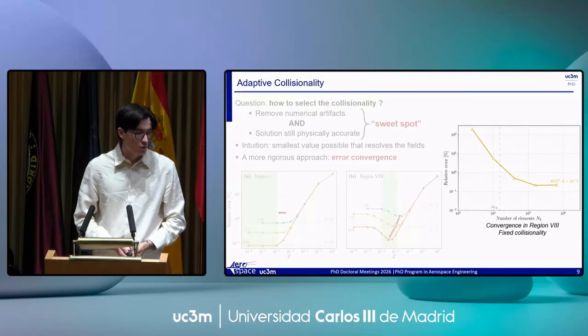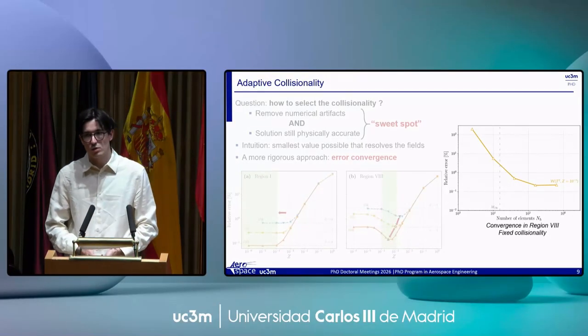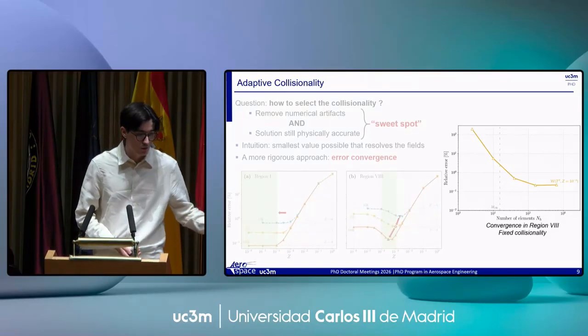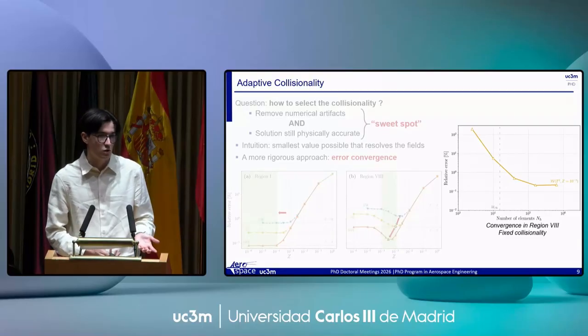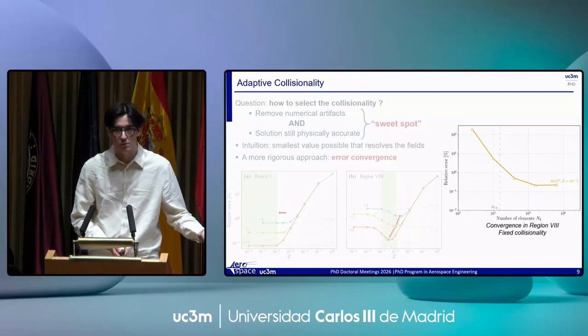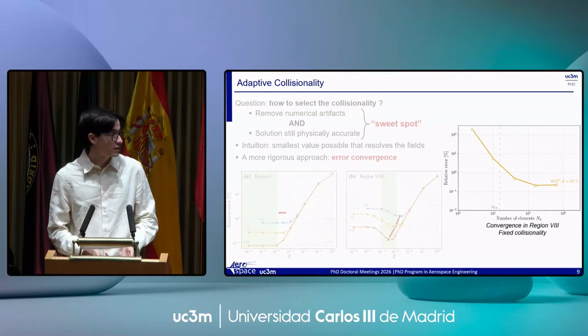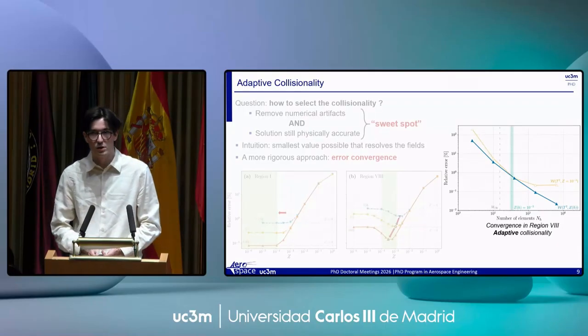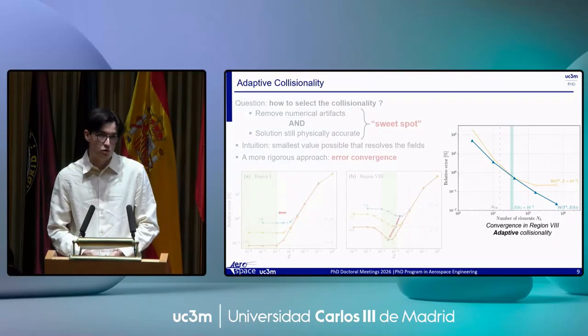So this is a more usual convergence analysis that we run, where we plot the error against the number of elements. And you see that if you use the constant collisionality, you will quickly reach a plateau phase. And it's basically useless to refine the mesh further. If you use the new numerical scheme with the adaptive collisionality, this is what you have. So we have a much clearer convergence and much lower error.